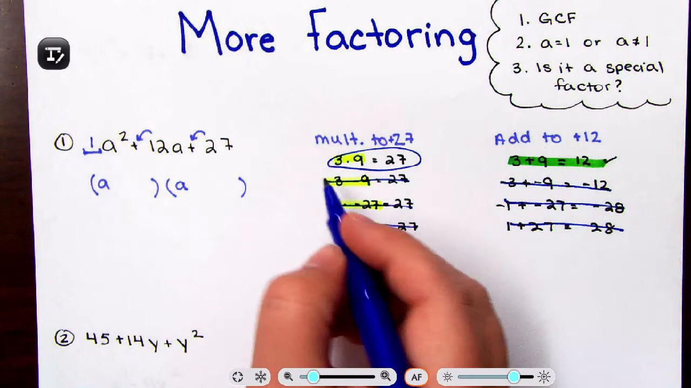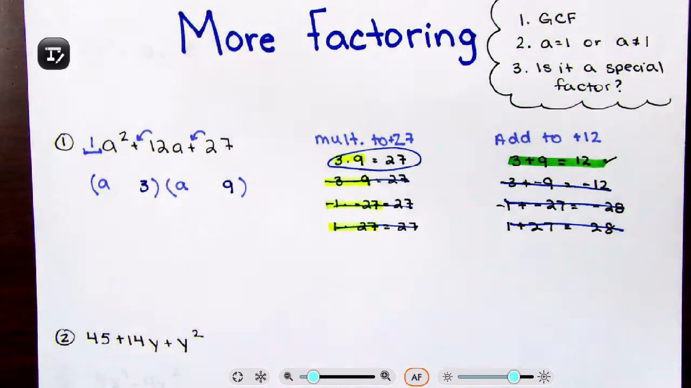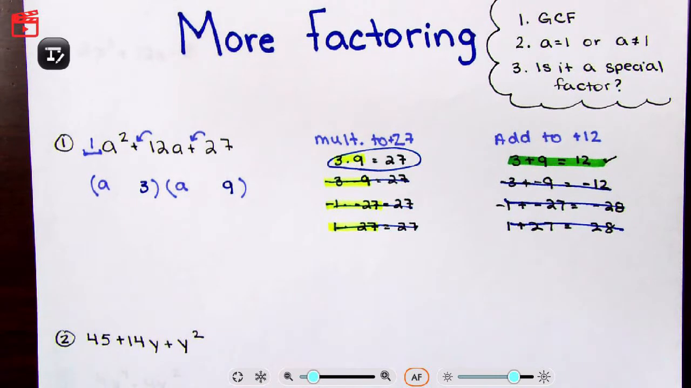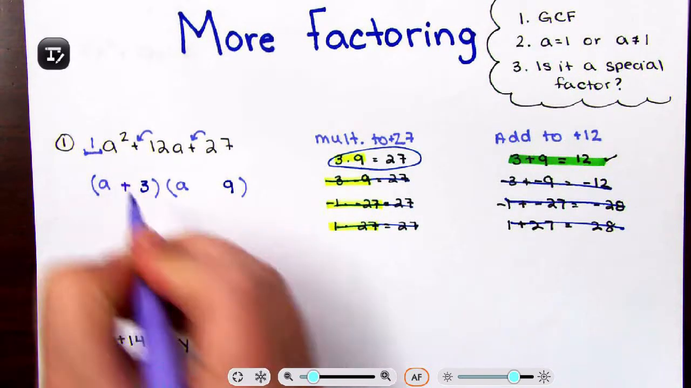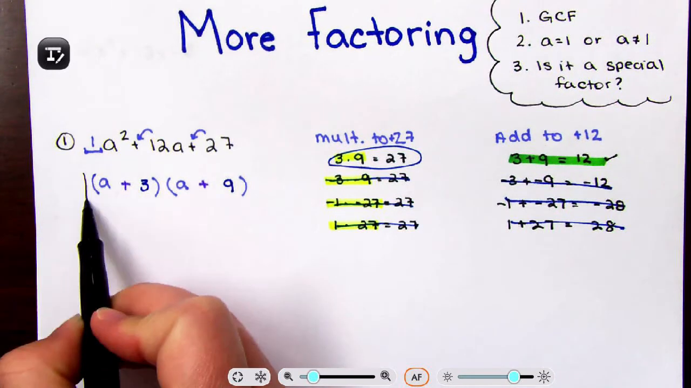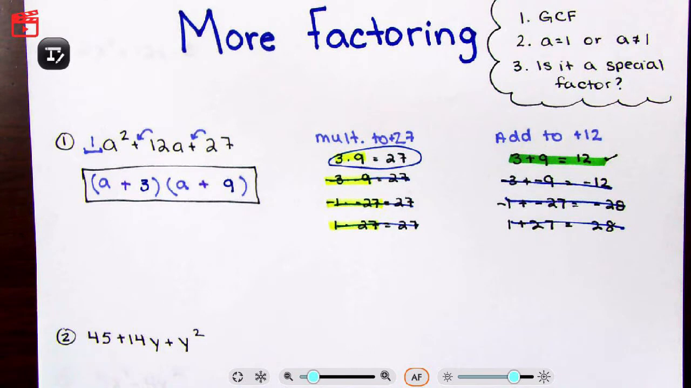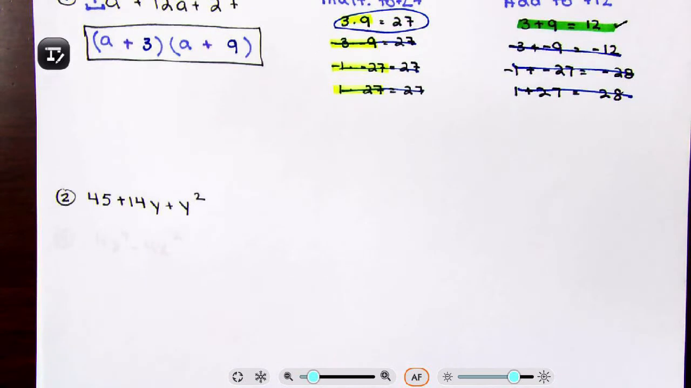And so what happens with this 3 and 9, we're going to write them here, 3, 9, and for our symbols, you're looking at the symbol of the number that you're multiplying. In this case 3 is positive, 9 is positive, and that is our answer. These are our factors for the given trinomial. Let's do this one once more.